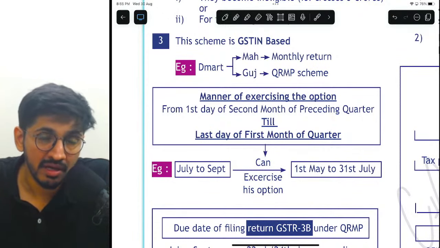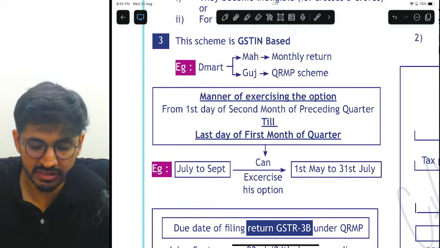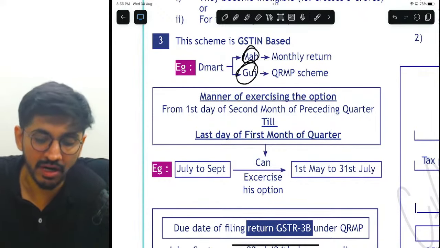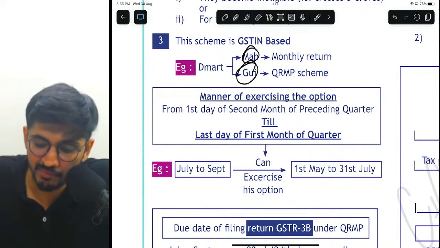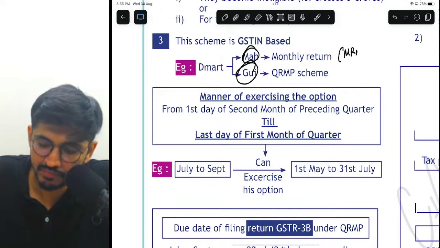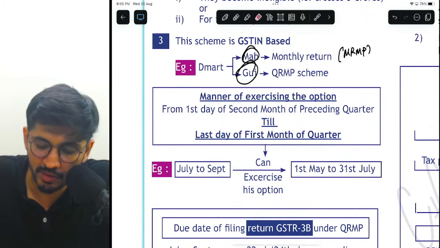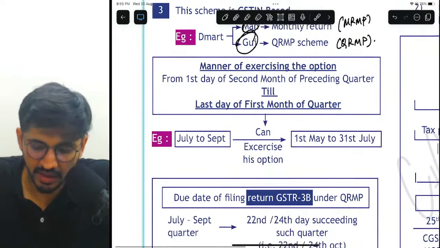PAN based scheme, can anyone tell me what was the PAN based scheme? Correct, it is the composition scheme. Your respective branches have their own discretion. So Maharashtra can go for the MRMP scheme, and DMart Gujarat can go for the QRMP scheme. It clearly depends on the registered person. You decide what you want.